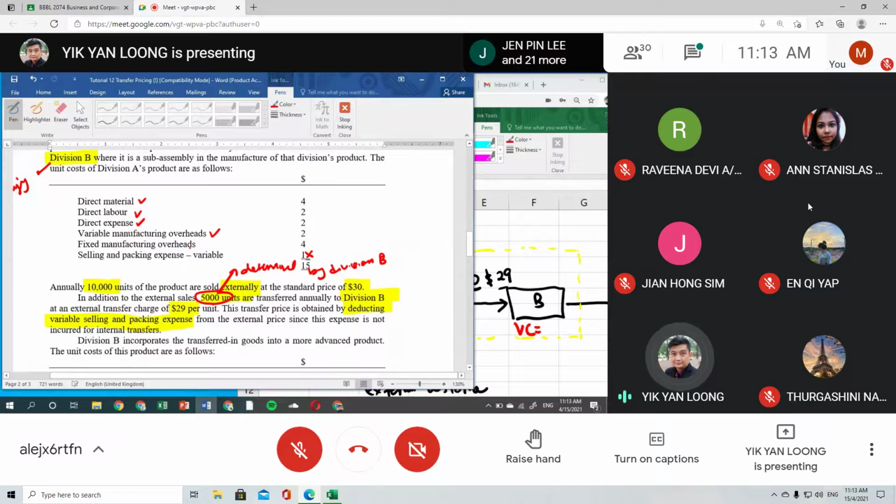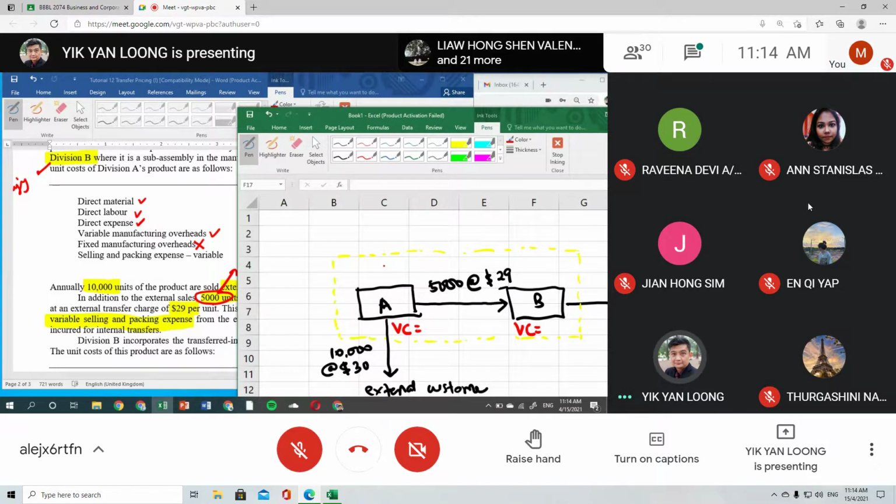Now, fixed manufacturing overheads will not be incurred. We're going to assume that we are using spare capacity, so this cost is fixed. And the selling and packing expenses we can include, because for internal transfer there will be a saving of this 1 ringgit. So if I add up the total variable cost to manufacture the component, it's the sum of 4, 2, 2, 2, which in this case is 10. So the variable cost incurred by division A to produce the component is 10 ringgit. So I put this as 10.